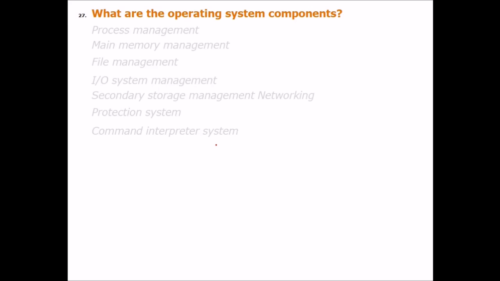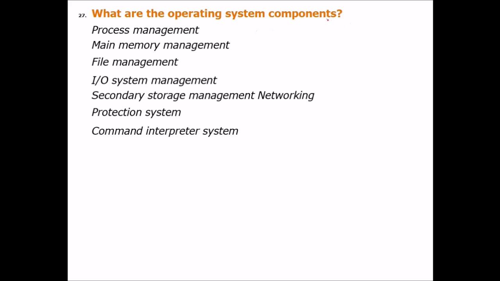What are the operating system components? There are huge tasks which are performed by the operating system, like managing the process, managing the main memory, managing the file and input-output, management of the networking or secondary storage, security and protection, and the command interpreter system. All these are the work of the operating system. There are various works, and these are the major heads.